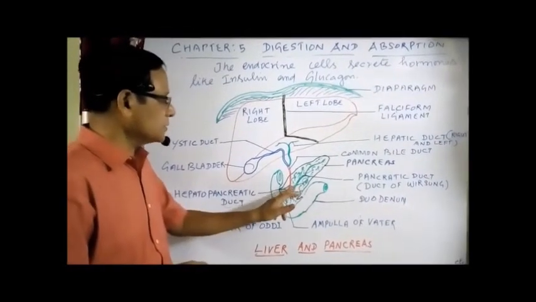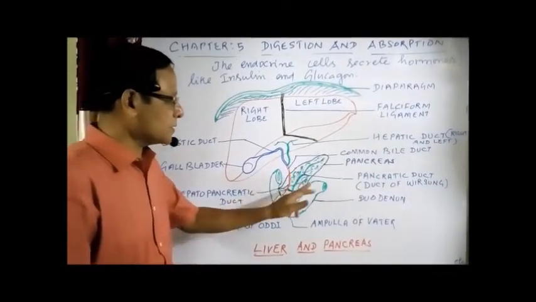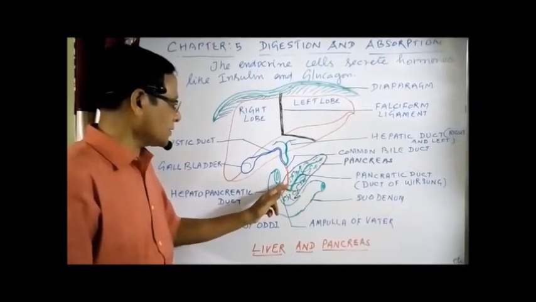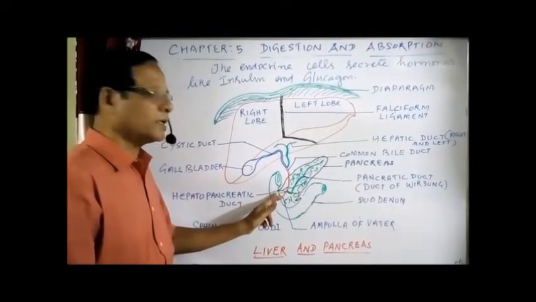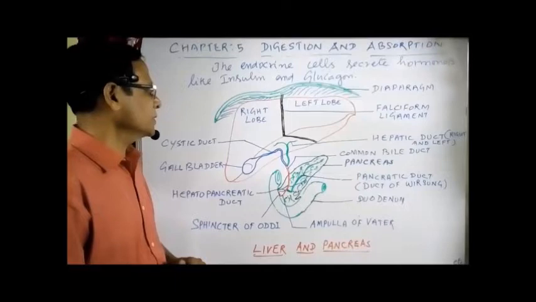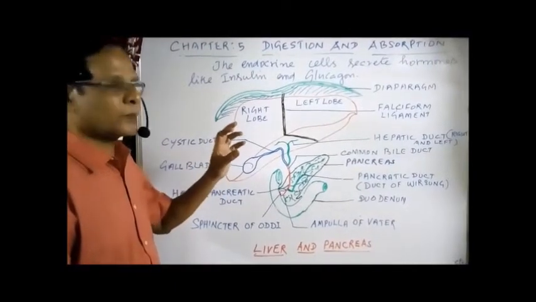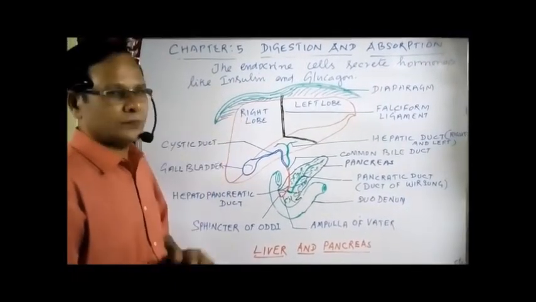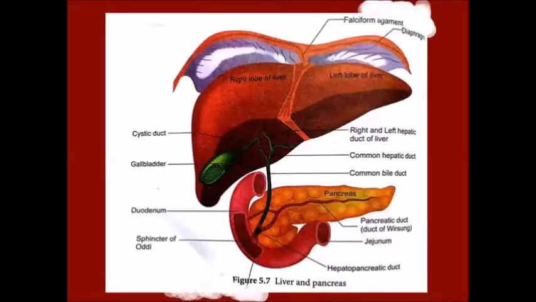So the main duct, the primary duct, is called the duct of Wirsing, and we also have another branch which opens directly into the duodenum. So that's about the diagram showing the pancreas along with the liver. Okay, follow it.